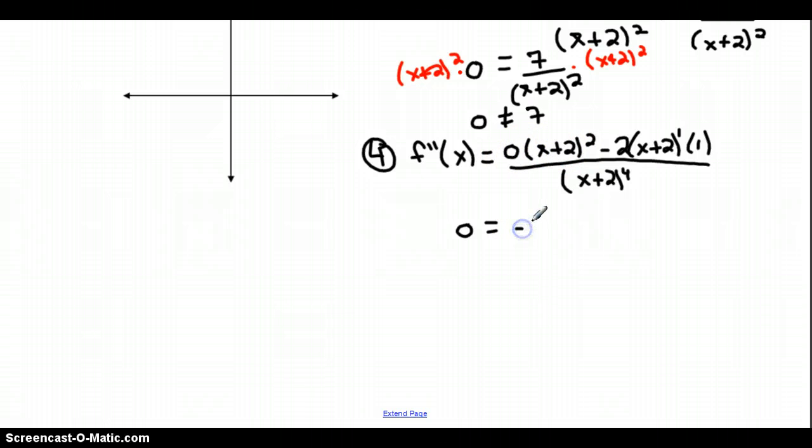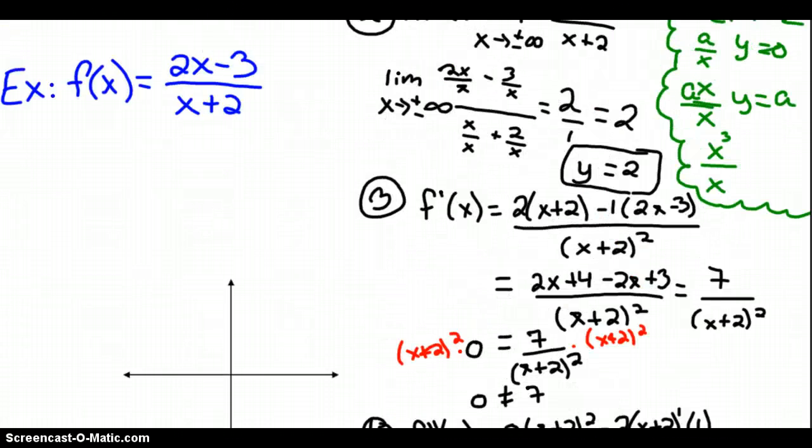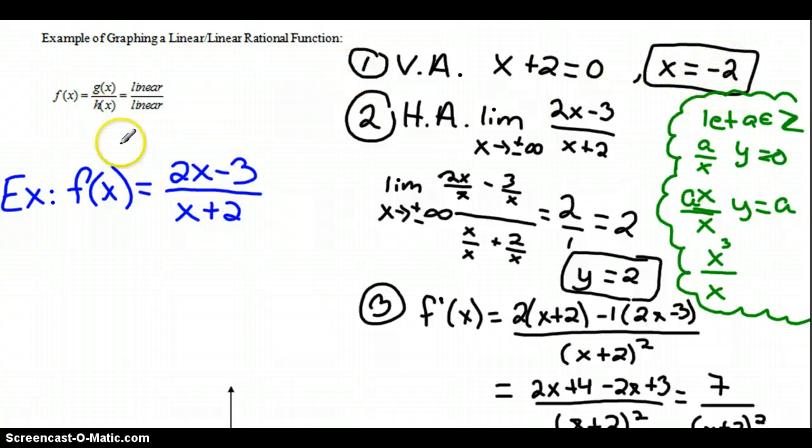So now I have negative 2x minus 4, divided by (x + 2) to the fourth. When I set that equal to 0, again, what I'm really interested in is my numerator being equal to 0. And I wind up seeing that there is a change in my concavity. My concavity changes from either concave up to concave down or concave down to concave up. If this is negative 2x minus 4, I'm going to add 4 and divide by negative 2. So x is equal to negative 2. That's where that changes. If I look back up to the top, x equals negative 2 is also my vertical asymptote. So that means that wherever that vertical asymptote is, we have a change in concavity.